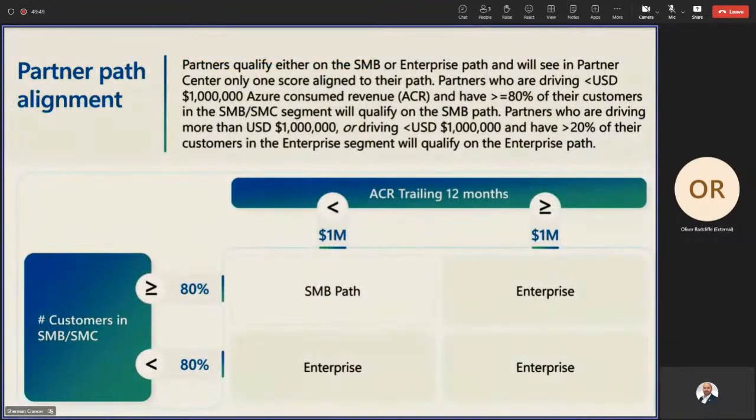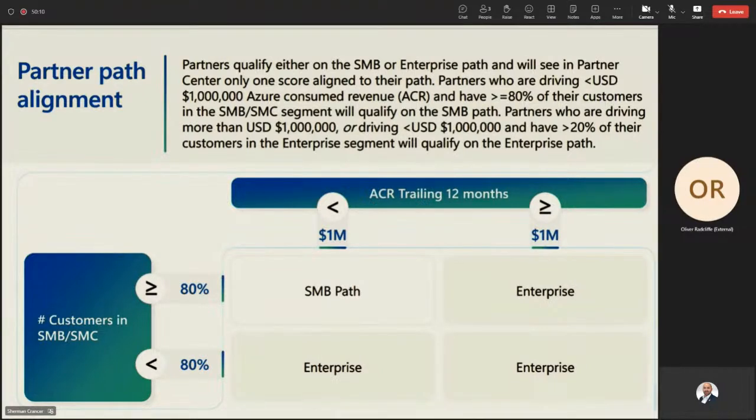Now, the last thing here to really understand is the 1 million level. So if you have under $1 million and 80% of your customers are less than 1,000 but more than 500, then you automatically get put into the SMB path via the partner center. So that's not even something that you have to select. That's just what you qualify to do.